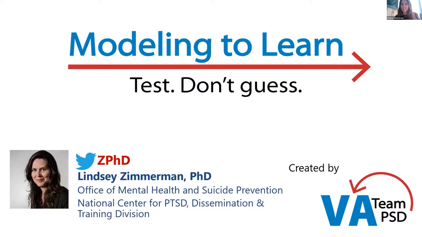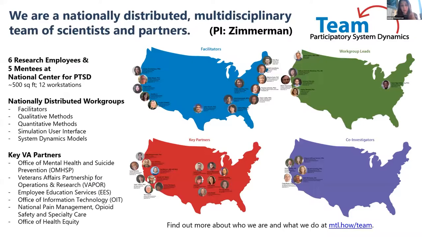And really excited to pick up where the last talk left off with a use case that I hope will be interesting to folks. The talk here, Modeling to Learn, Test Don't Guess, comes out of my work as an implementation scientist. I'm joining you all from Silicon Valley, California, to talk about this National Quality Improvement Initiative in the VA and how we're encouraging staff at the point of care to test out their heuristics using dynamical and interactive team resources. So specifically multidisciplinary teams of nurses, social workers, psychiatrists, psychologists, and so on. And I work with an amazing group of scientists and partners across the country that make this possible.